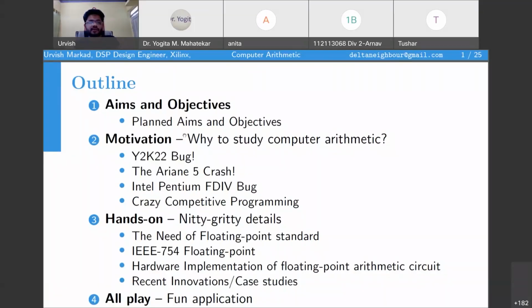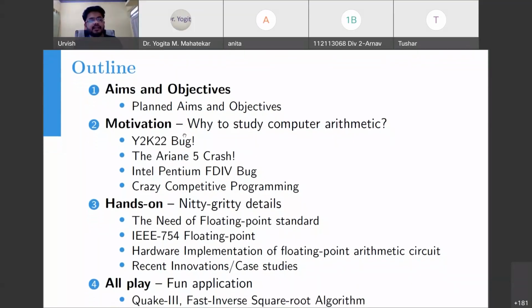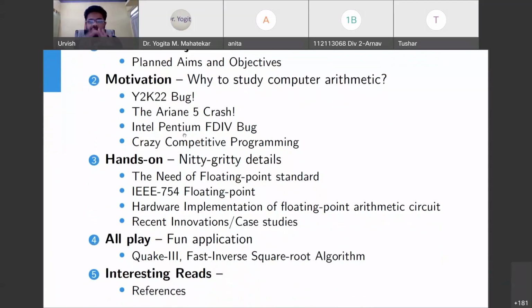Then I'll also provide you some hands-on approach with the nitty-gritty details of what the floating point standard actually is, and what the different techniques of going about computer arithmetic are. So how does the computer hardware do the arithmetic? And then lastly, there is all play. I like to keep it all play, so for me there is no work at all. I actually feel very guilty that my organization pays me a salary for having fun. Okay, jokes apart.